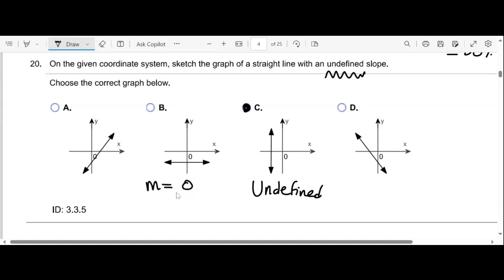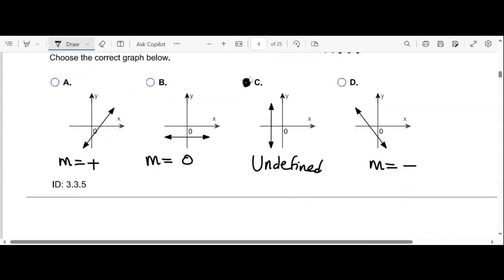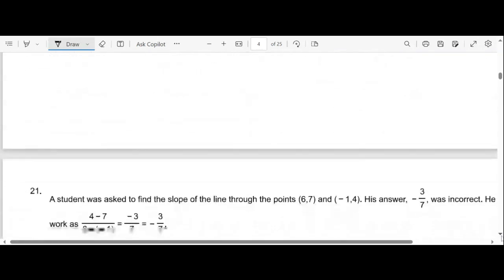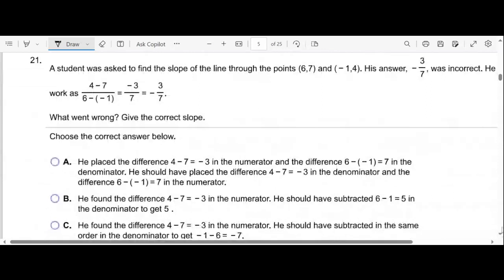0. The slope here is what? 0. What about the slope here? Positive. What about the slope here? Negative. So this is the answer. Raise your voice, please, Abaziz.